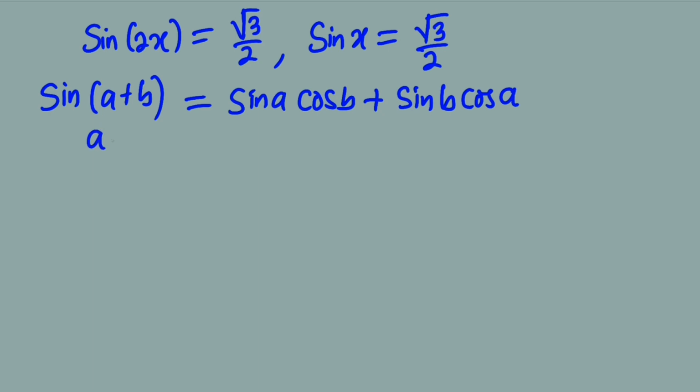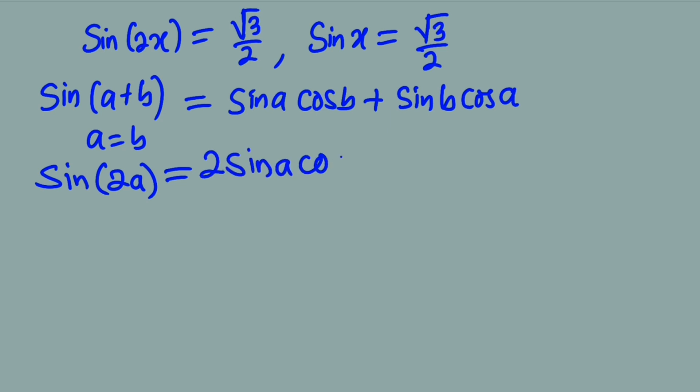So what if a is equal to b? If a is equal to b, therefore this can now be sine of either 2a or 2b. Let me use a: sine 2a equals sine a cos a, because b is equal to a, plus sine a cos a, which will be 2 sine a cos a. Now we can relate this and this together, where x is equal to a.